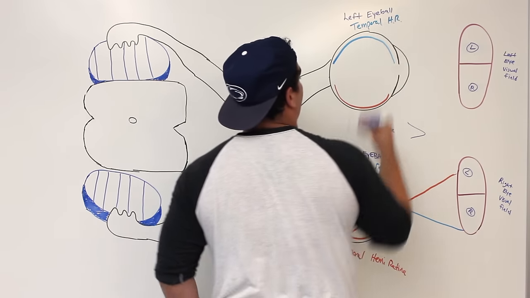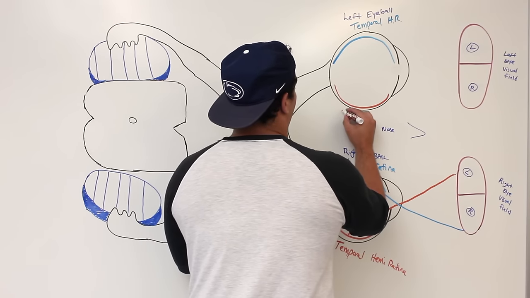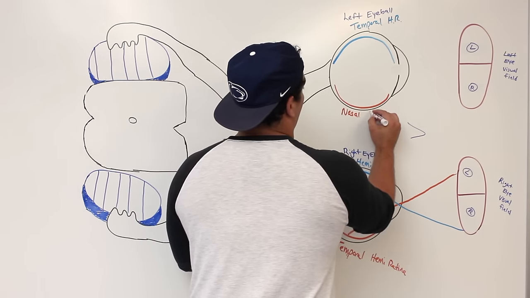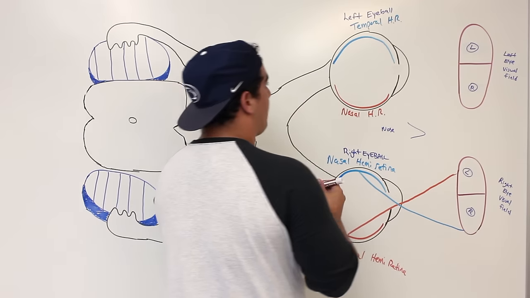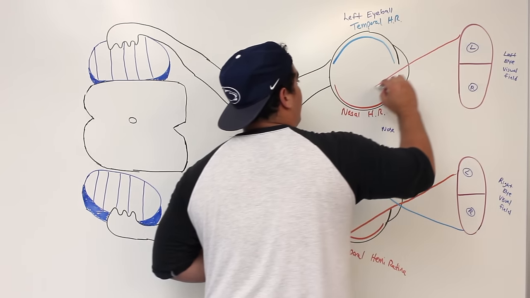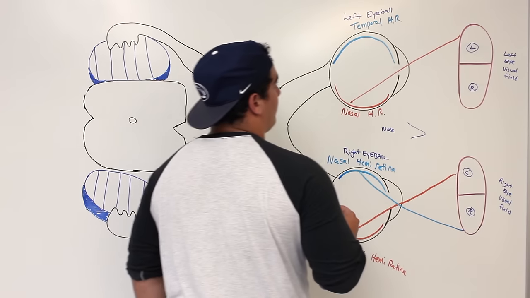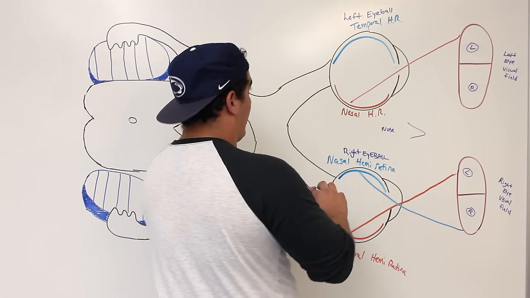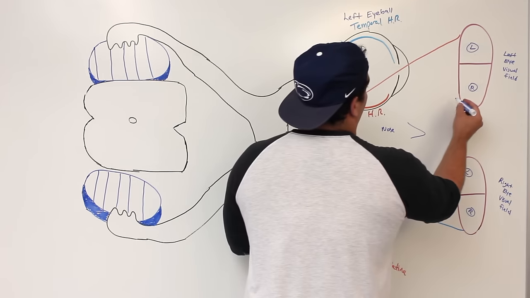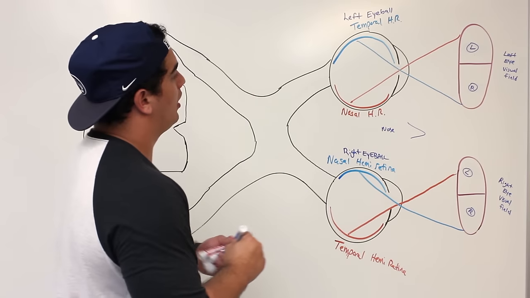I'm going to put HR here. And this right up here is going to be the nasal hemiretina. Okay? And same thing, nasal hemiretina is going to be receiving visual field from the left visual field. So it's going to be getting it from the left visual field. And then the temporal hemiretina on the left eyeball is going to be receiving it from the right visual field.